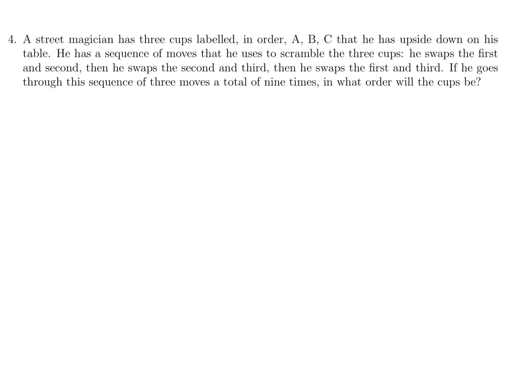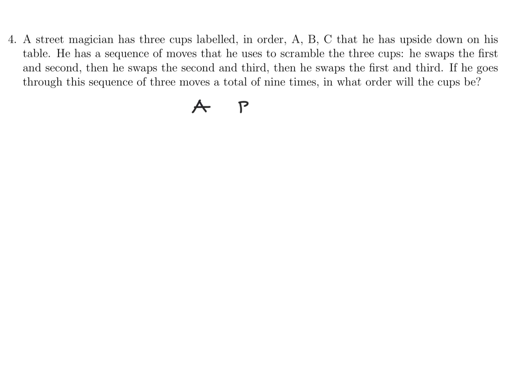A street magician has 3 cups labeled in order ABC that he has upside down on his table. He has a sequence of moves that he uses to scramble the 3 cups. He swaps the first and second, then he swaps the second and third, then he swaps the first and third. If he goes through this sequence of 3 moves a total of 9 times, in what order will the cups be?